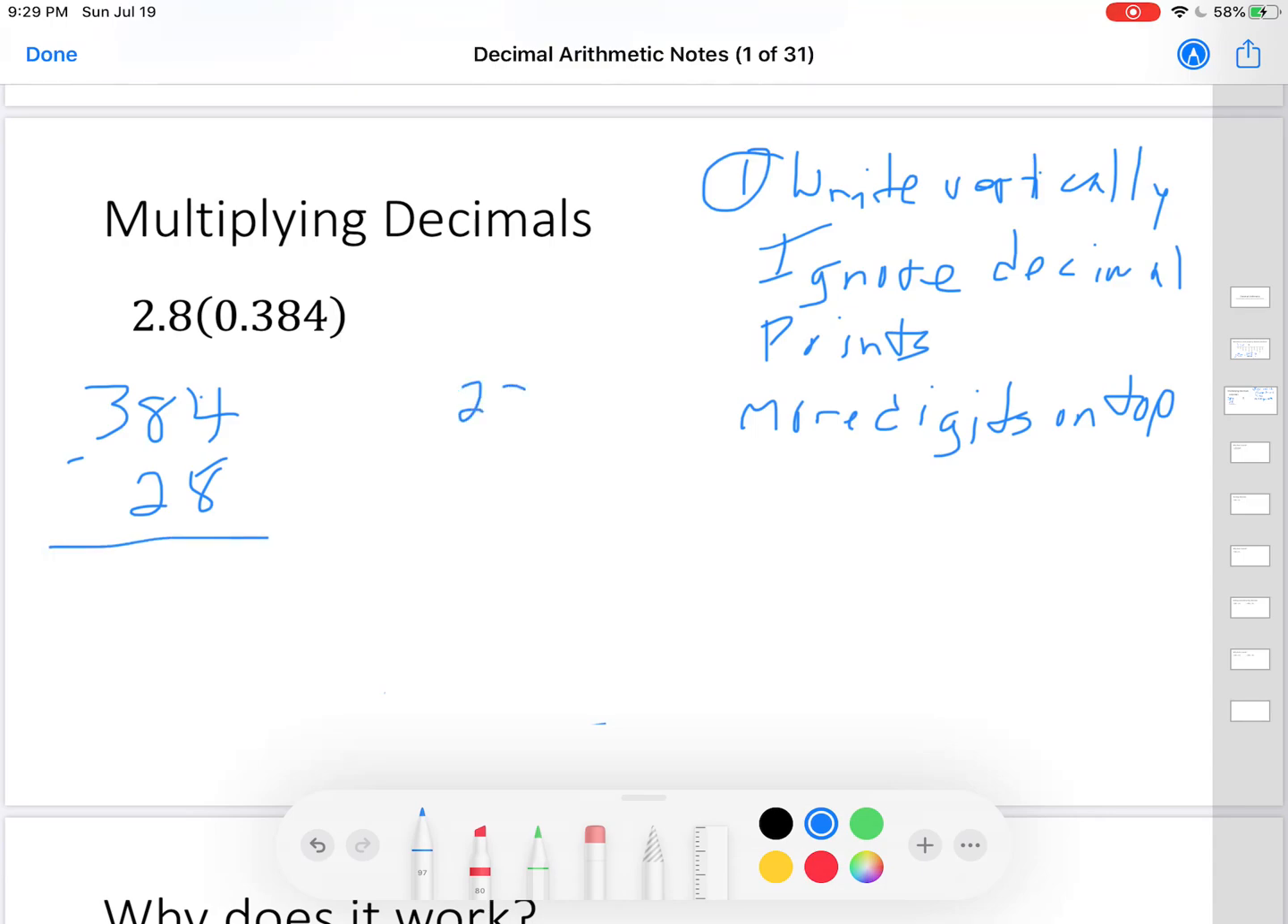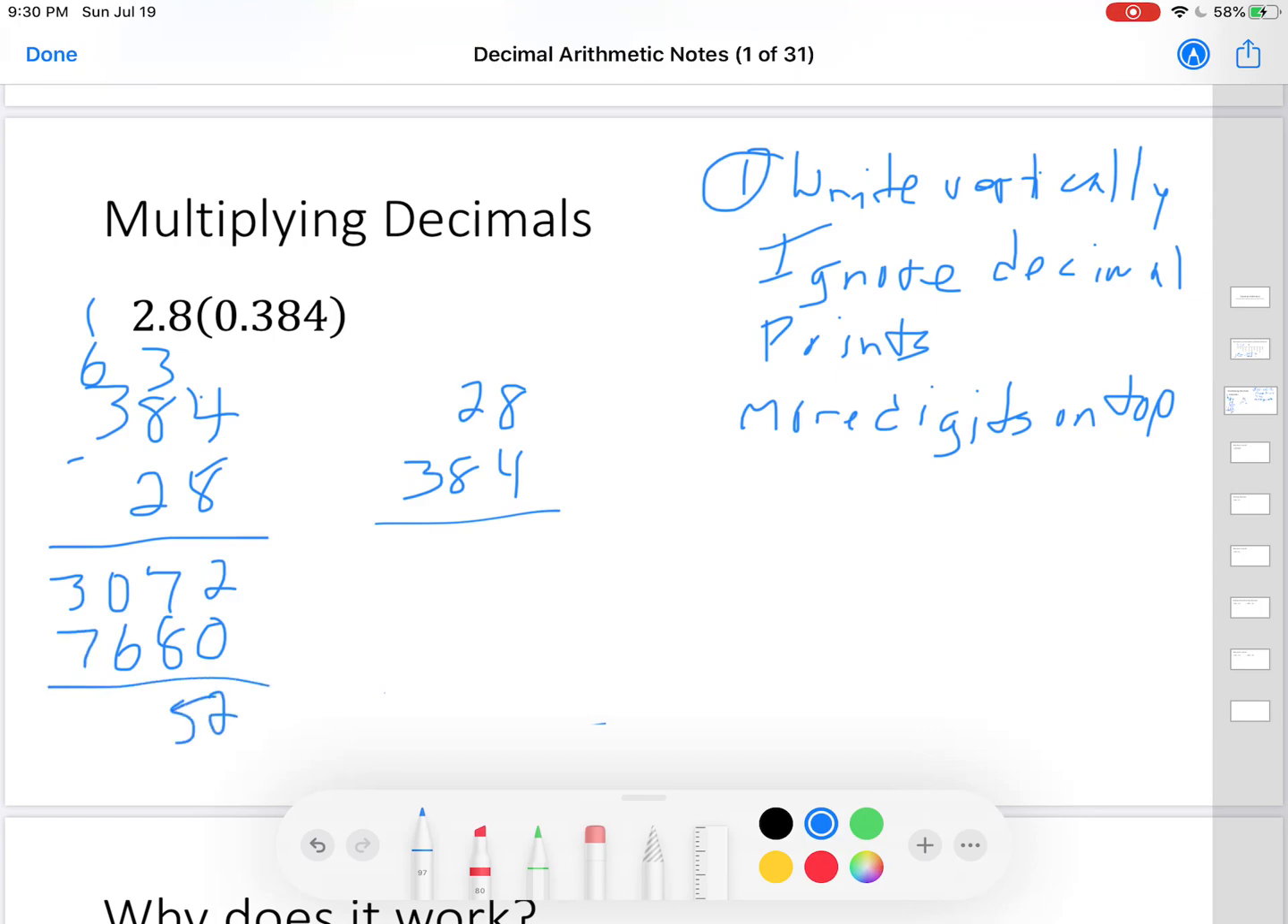And then I'll do it the other way: 28 on top, 384 on the bottom. Here I would do 8 times 4 is 32, carry the 3. 8 times 8 is 64, plus 3 is 67, carry the 6. 8 times 3 is 24, plus 6 makes 30. Then I'll put a 0 placeholder. You don't have to put a 0 there; you can just skip a digit. It doesn't make any difference. 2 times 4 is 8. 2 times 8 is 16. 2 times 3 is 6, plus 1 is 7. Adding up: 2, then 5 with a carry of 1, then 7 and 3 makes 10.